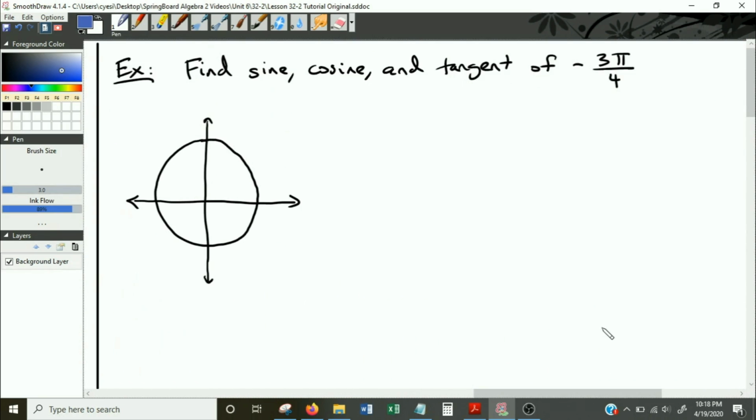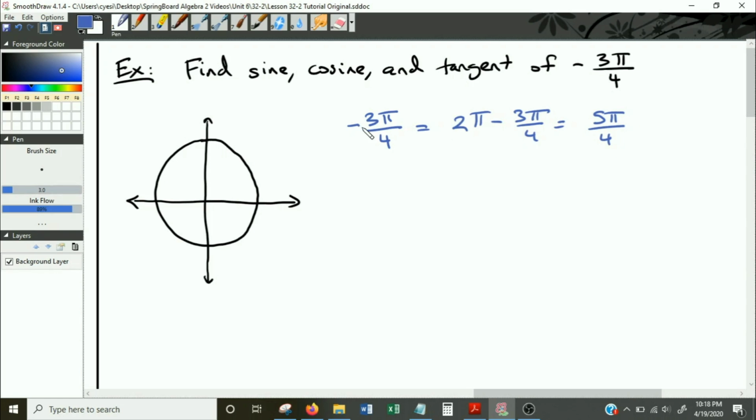It's the same question of find sine, cosine, and tangent, but this time the angle is negative 3 pi over 4. So the first thing I want to do is draw this angle in standard position. Remember, standard position is going to look something like this or something like this. Let's see what it's actually going to be for this. First I've got to convert this to an angle that I recognize. So negative 3 pi over 4 is the same angle as 2 pi minus 3 pi over 4, which is the same as 5 pi over 4.